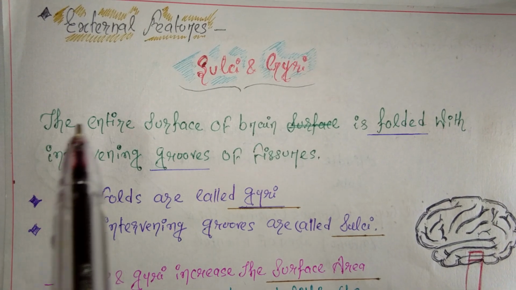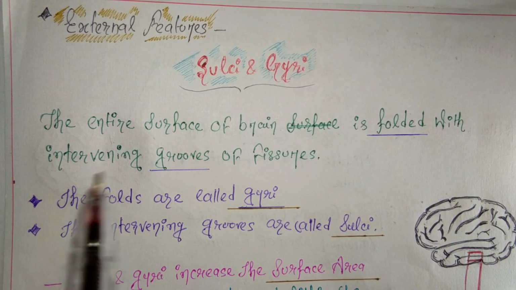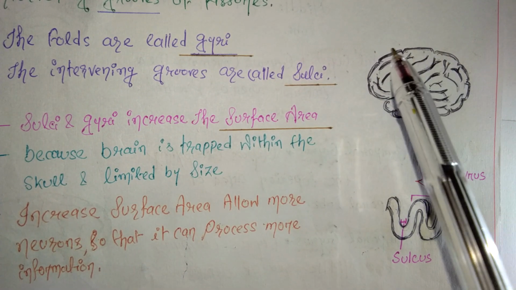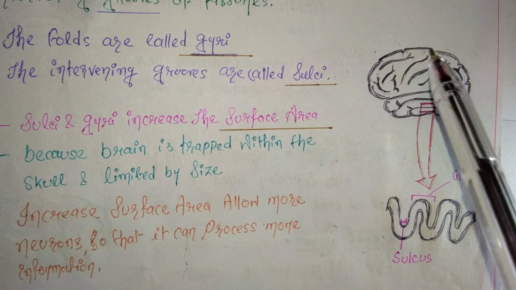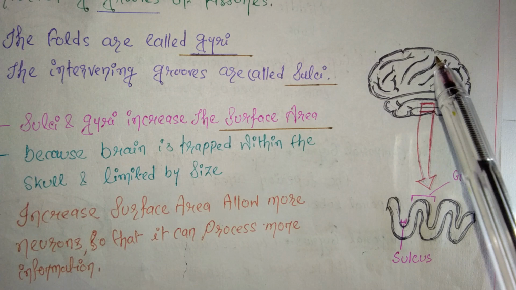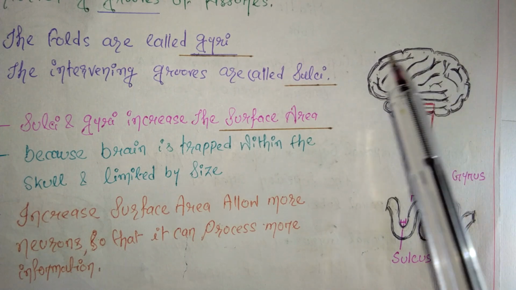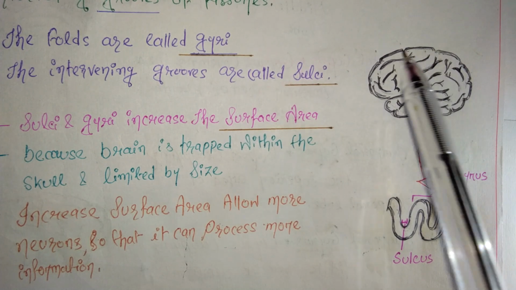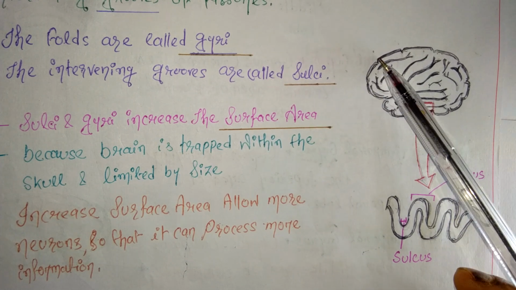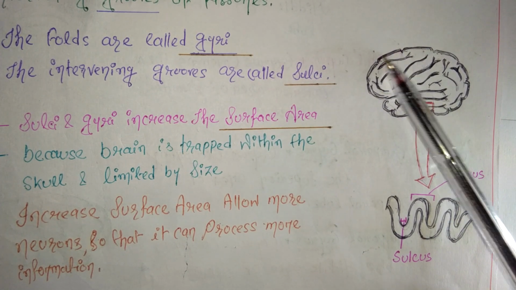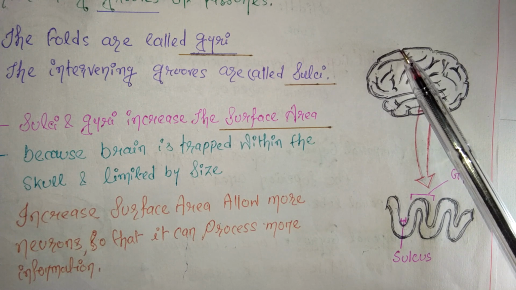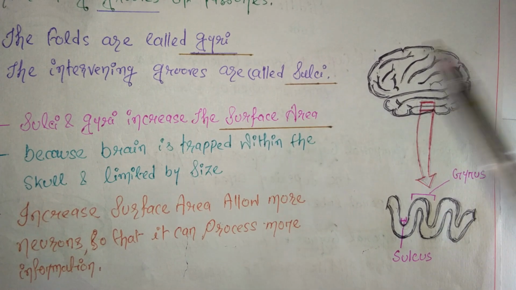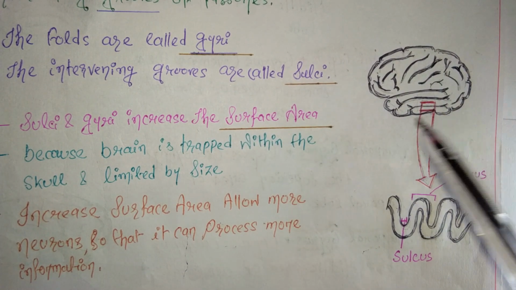Okay, so the entire surface of brain is folded with intervening grooves of fissures. This is the surface of the brain, and it's folded, it's not smooth, and it has intervening grooves. Grooves mean depressed part. See, this is the folded part, and here the depressed part, again the folded part, again the depressed part, means it looks like a wrinkled organ which has lots of wrinkles.